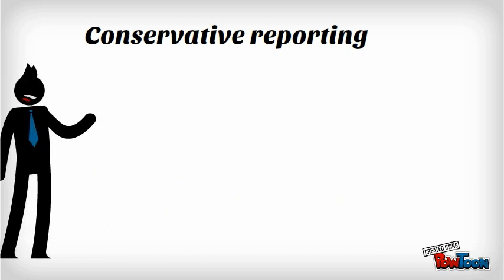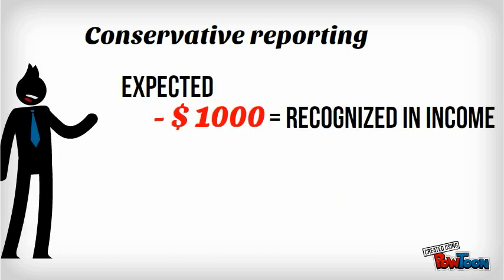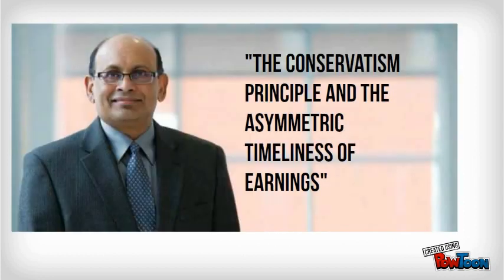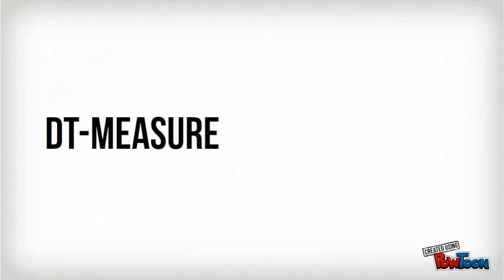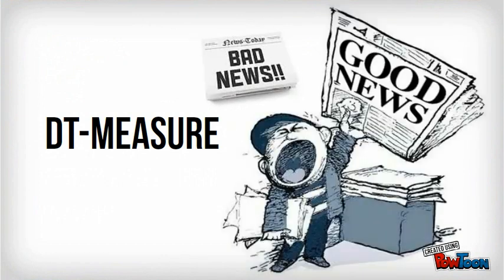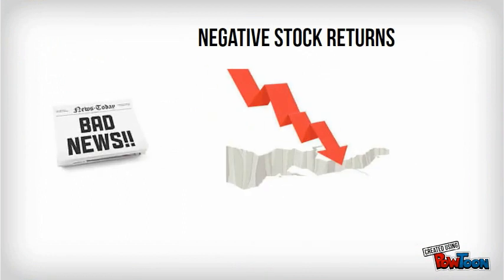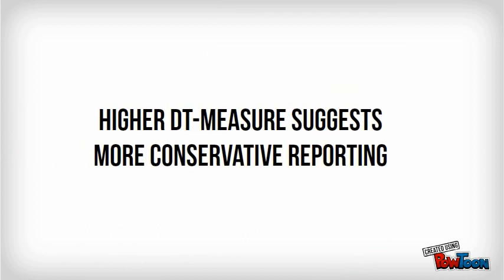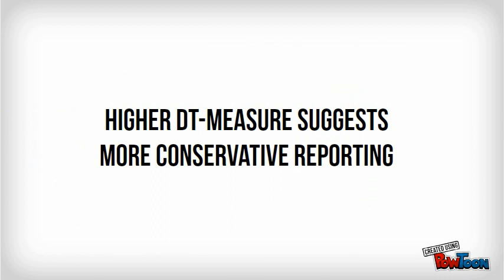Conservative reporting means that events with an expected unfavorable outcome are recognized promptly in income, whereas the recognition of the effects of expected favorable events are deferred. In the paper of Basu 1997, a DT measure is developed gauging conservative reporting. This DT measure gauges the degree of conservative reporting by the extent to which earnings reflect bad news more quickly than good news. Bad news is captured in negative stock returns, while good news is captured in positive stock returns. So a higher DT measure suggests more conservative reporting.